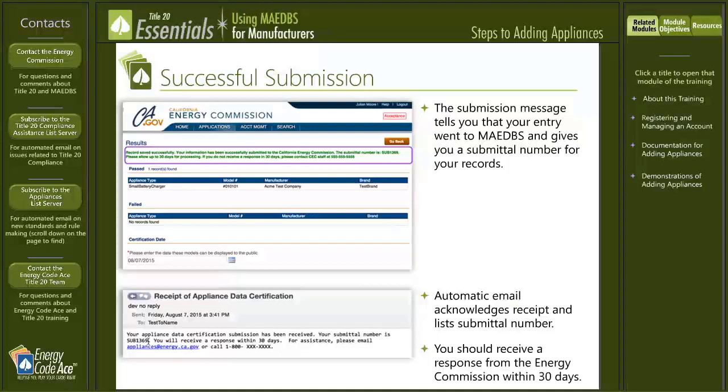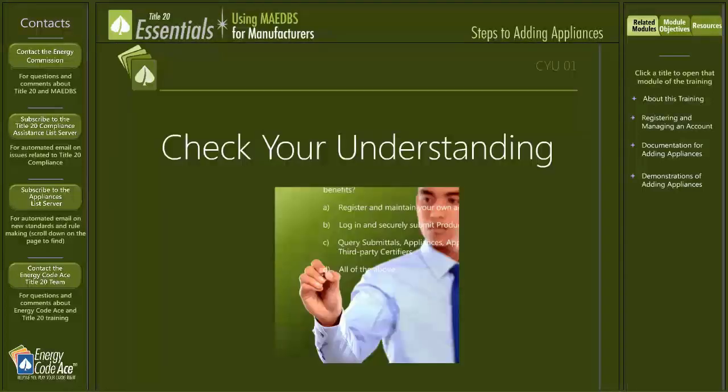Please note, this does not guarantee that your appliance has been successfully validated to the database. Your data will now go through a second validation process at the Energy Commission. You will hear from them within 30 days as to the success of your application. It's important to note, often the responses are much shorter than 30 days.